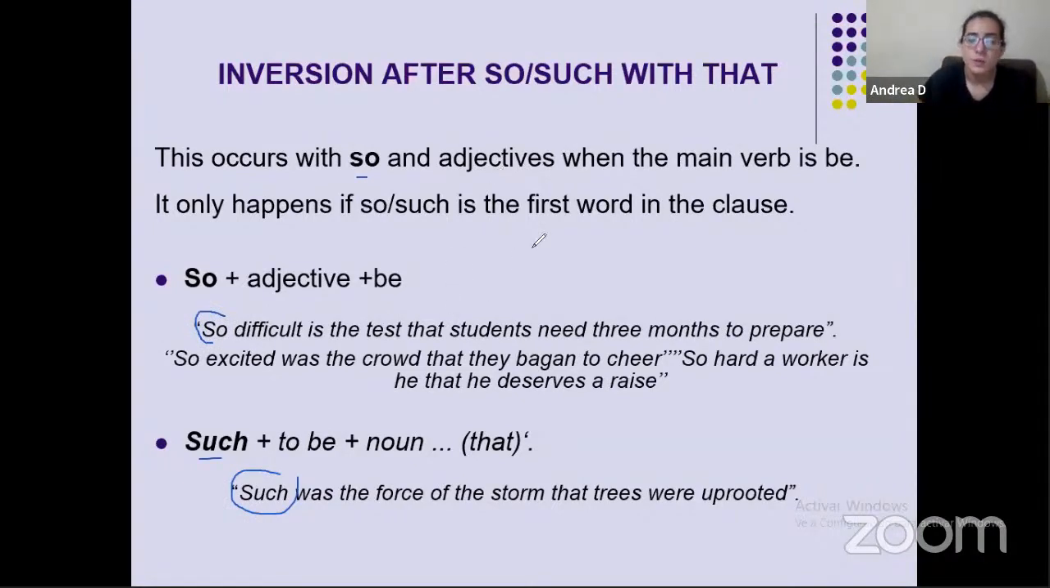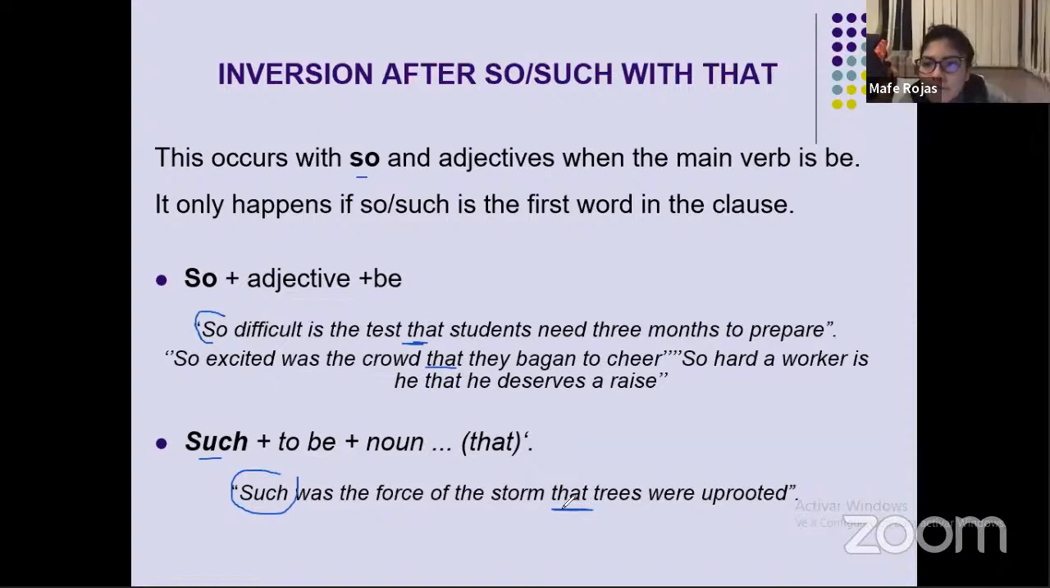So for example, the test was so difficult that the students needed 3 months to prepare. You could say, so difficult was the test that the students needed 3 months to prepare. Or so excited was the crowd that they began to. It's usually with that, right? So that, such was the force of the storm, that. It's like tan que, right? Estaba tan difícil que los estudiantes. It was so hard that students needed 3 months.